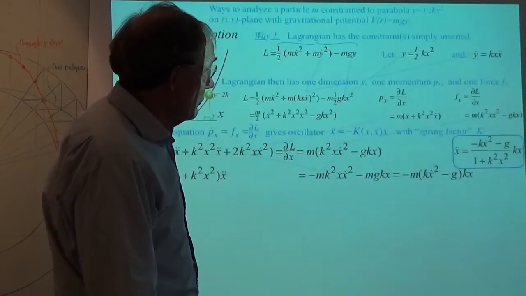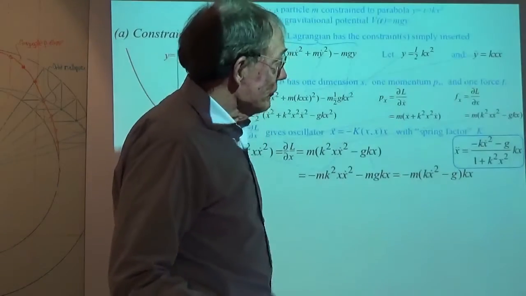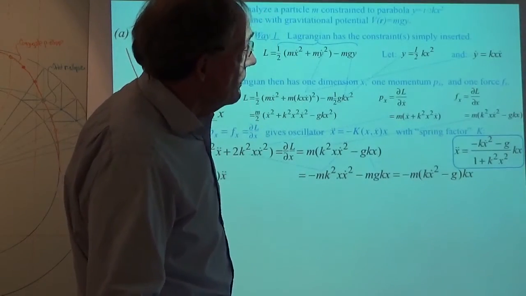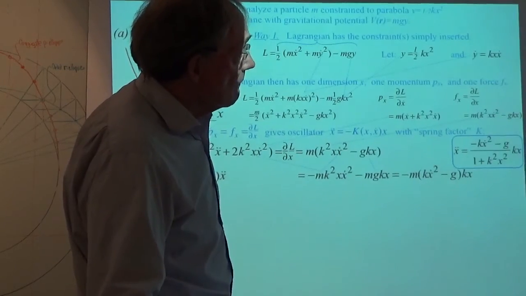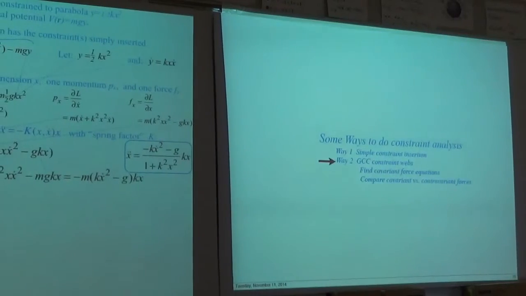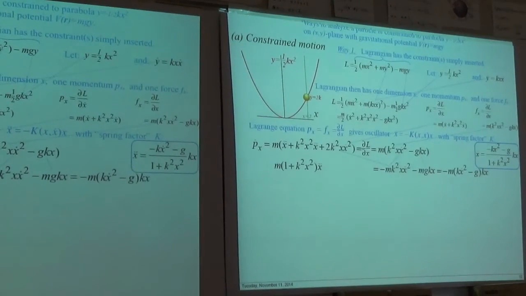I think what I'll do is I'll leave this result on the other screen, and we'll see if we get that result by the other methods. And that's a good way to compare the various ways to do the constraints.